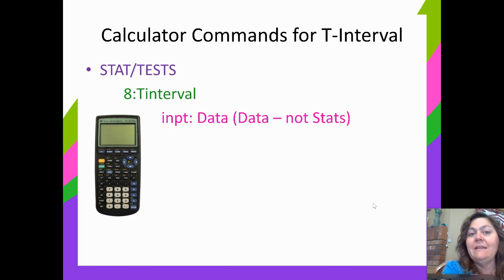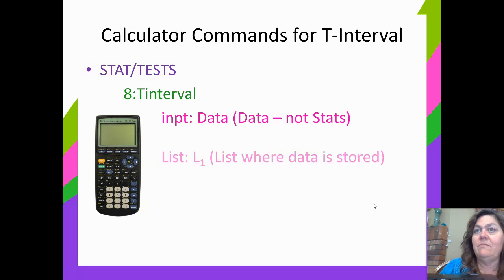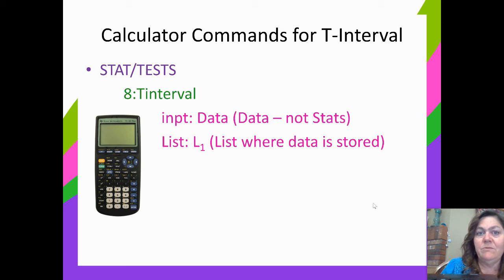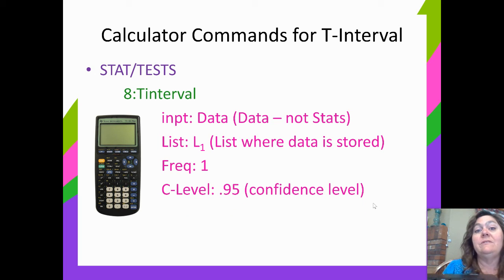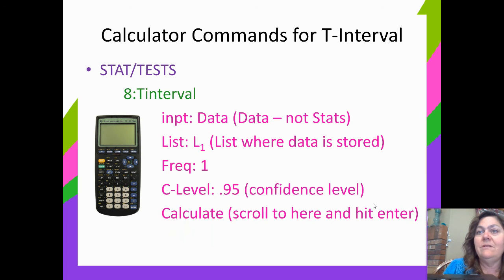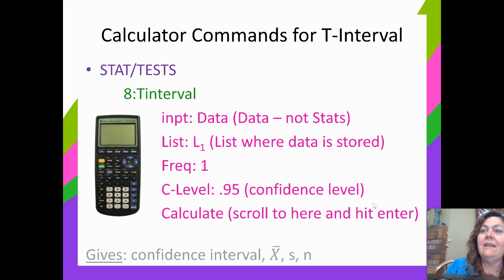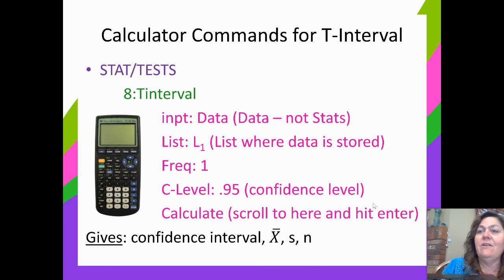Data is if you're putting data into a list, then you need to choose the data command. Stats is chosen if you're given the statistics. If you're given x bar and s, then you just go straight in and use stats. But if you're given data, you do data. Right now we're just doing data because we're going to list 1 where the data is stored. So you tell it what list it's in, leave frequency the way it is, and now you put in your C level. We're going to do a 95% CI here. Then you scroll down, hit enter on Calculate, and voila, you will be given the confidence interval.